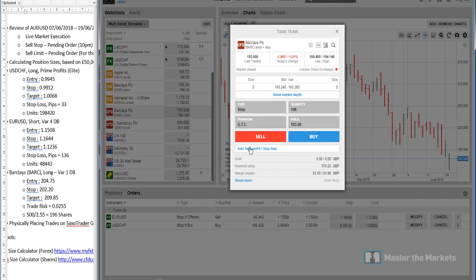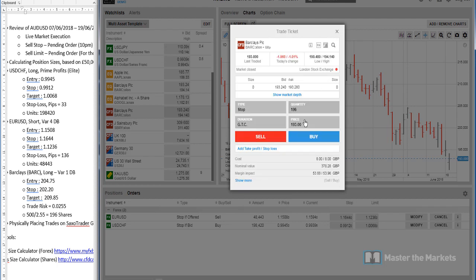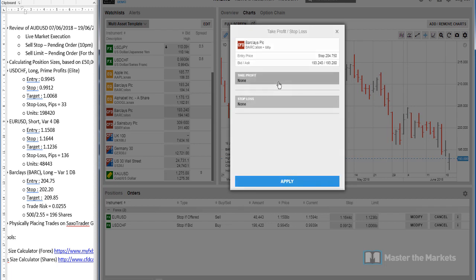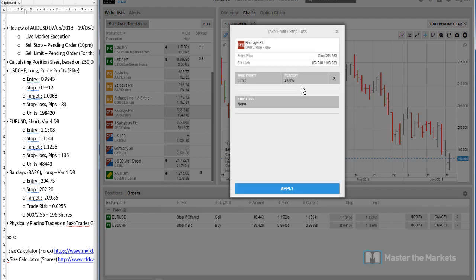So I've got 196. I'm going to add in, of course, my take profit and stop loss, which is of course very important. Before I key that in, I'm going to type in my entry price. 204.75 is my entry price just there. Then I'm going to go ahead and add in my stop loss and take profit. So my take profit in this trade, 209.85. And look, it's asking me if I want to do it in terms of percentage, which I don't. I want to use price once again, as I did with foreign exchange.